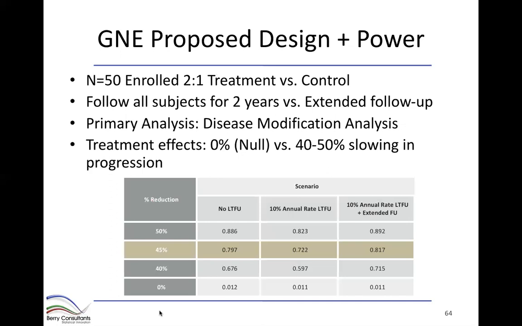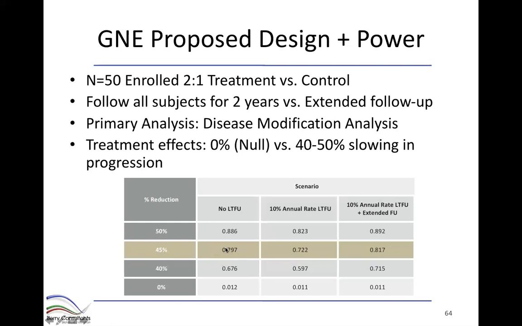The primary analysis method is that disease modification analysis that I mentioned, and treatment effects are anywhere between 40 to 50% slowing in the rate of progression. So here you can see with a 45% slowing in progression and no loss to follow-up, so no missing data, we have about 80% power under this design. So now you can see the huge increase in power in using this joint analysis method and using the multiple muscles compared to what we showed before, where you would need hundreds of subjects on any single outcome measure.